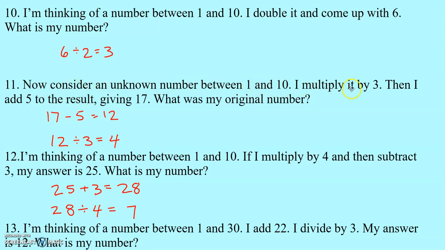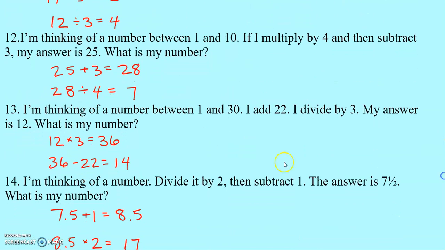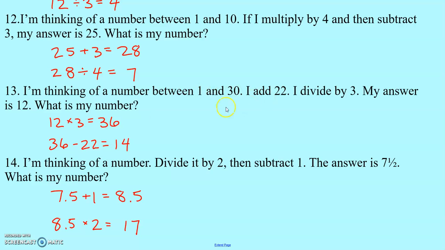So I've got a number from 1 to 10, multiply it by 3, add 5, giving a result of 17. I started by doing 17 minus 5, which is 12. I then did 12 divided by 3, because that's the opposite of multiplying by 3, and I get 4. Number 12: 25 plus 3 is 28, because adding 3 is the opposite of subtracting 3, and then 28 divided by 4, because that's the opposite of multiplying by 4, is 7. Notice I had to do the opposite operation, and I had to do it in the reverse order. Same thing here: the opposite operation would be 12 times 3 equals 36, and then 36 minus 22 is 14. Again, opposite operations in the reverse order.